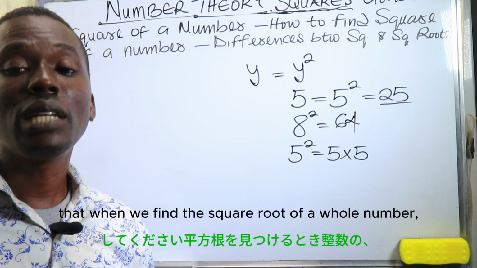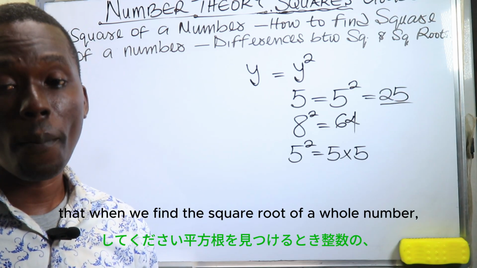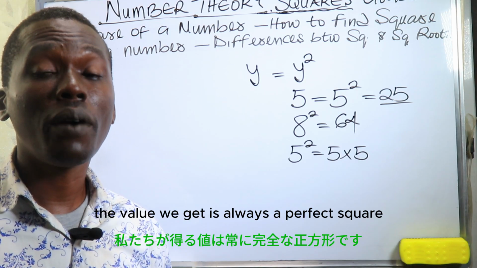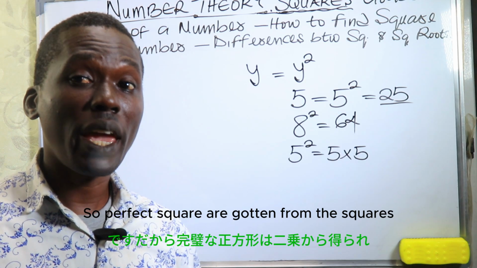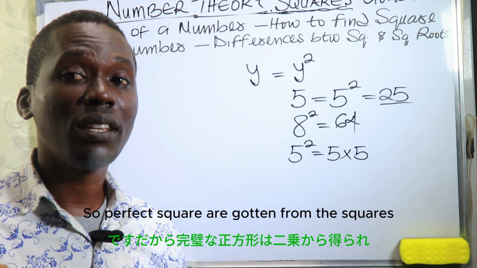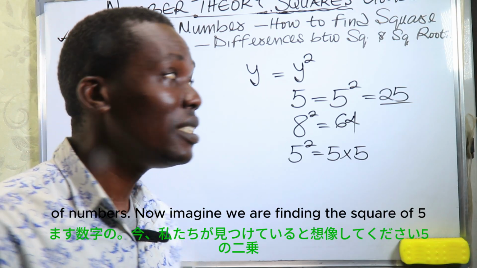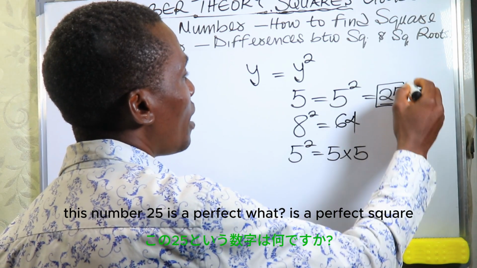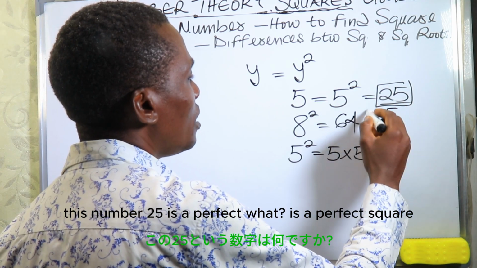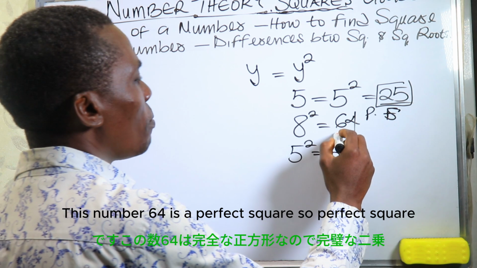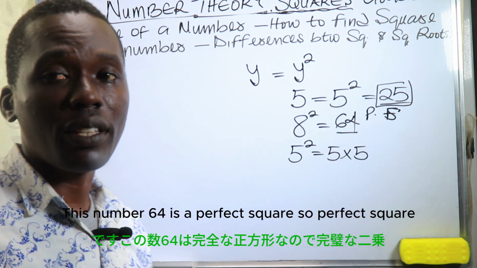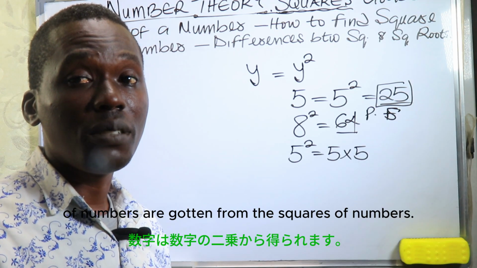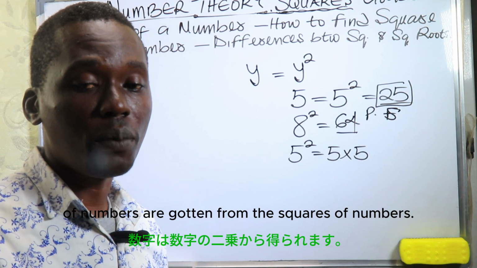Now also note that when we find the square root of a whole number, the value we get is always a perfect square. So perfect squares are gotten from the squares of numbers. Now imagine we are finding the square of 5. This number 25 is a perfect what? A perfect square. This number 64 is a perfect square. So perfect squares are gotten from the squares of numbers.